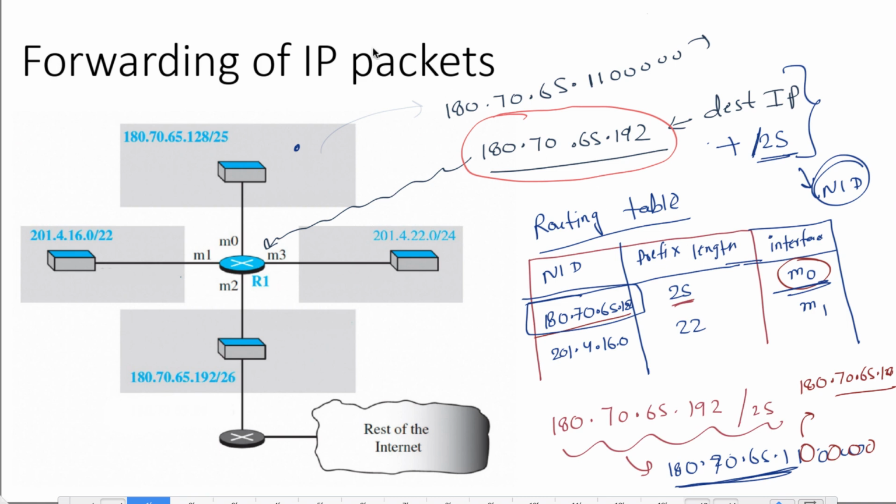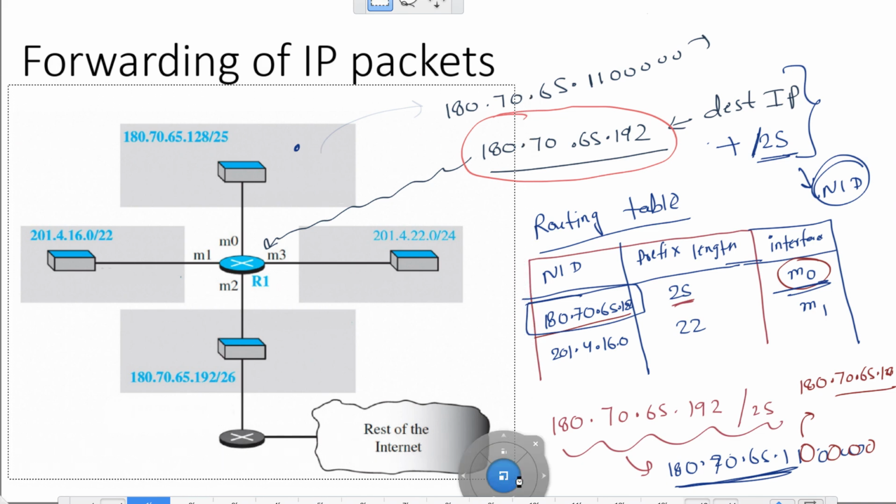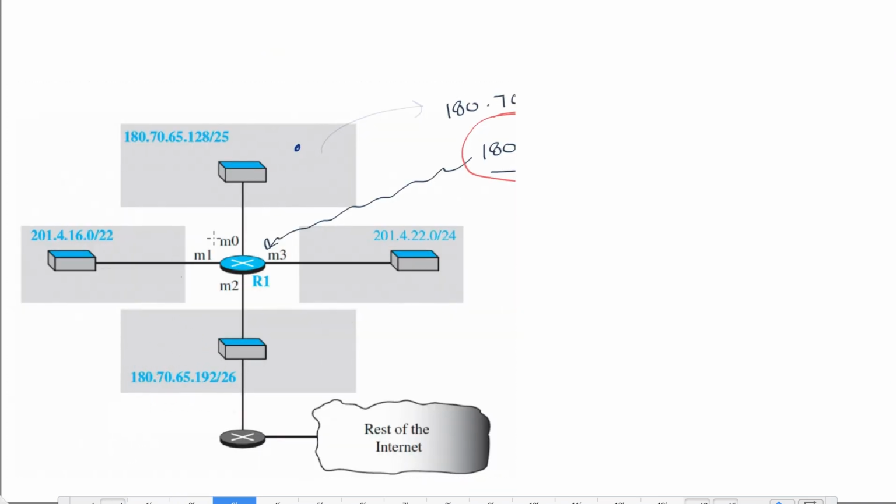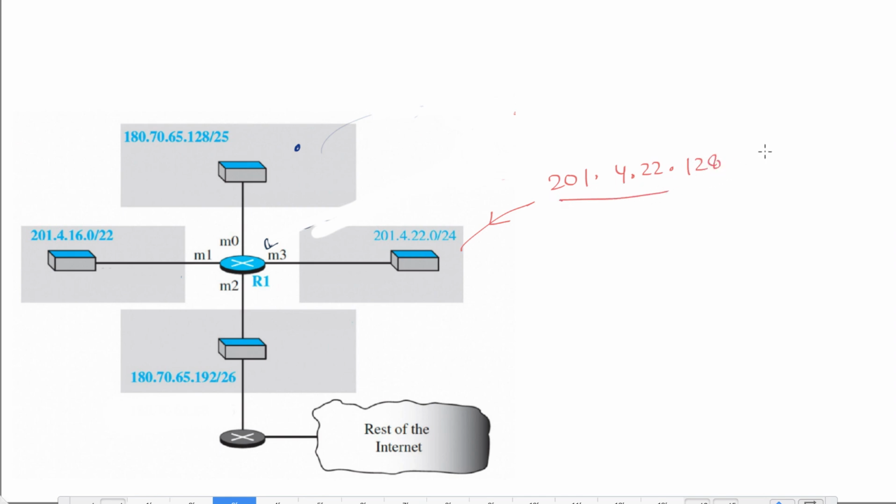Suppose let's take one more packet. Suppose there is some packet from another network. Let me copy this and go to the next page. Suppose there is some packet that belongs to another network, which in this case is 201.4.22.0. Can you give me some IP address that belongs to this network? The initial 24 bits are fixed, so this is okay. Then let me take anything, maybe 128, because after the initial 24 bits anything is host ID, so I'm just taking 128.